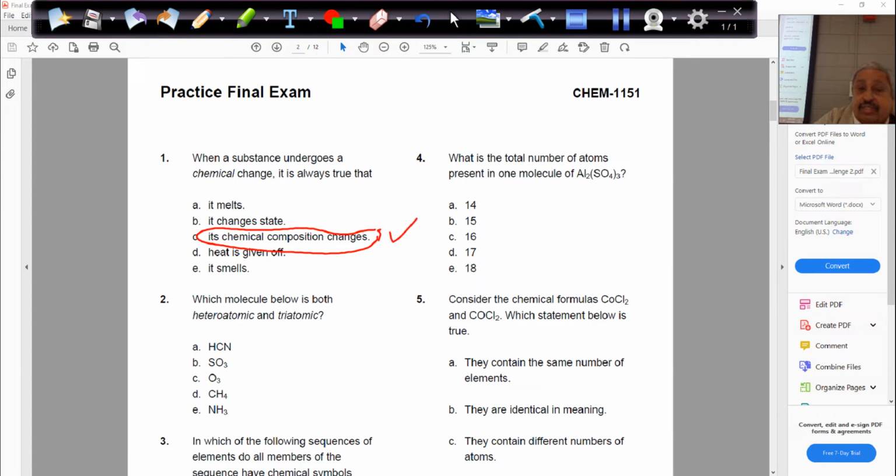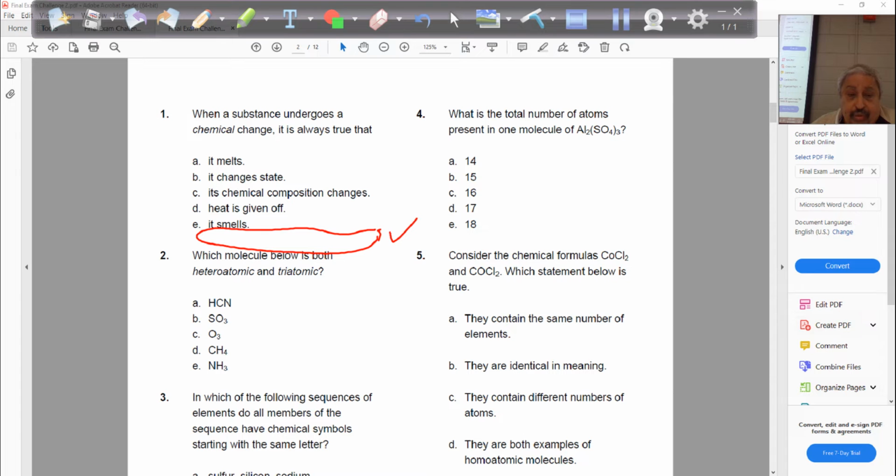All the rest is the physical changes. Are you following me here? All the rest, A, B, D, and E, that's a physical property or changes. Correct? So, number two. Number two is, which molecule below is both heteroatomic and triatomic?